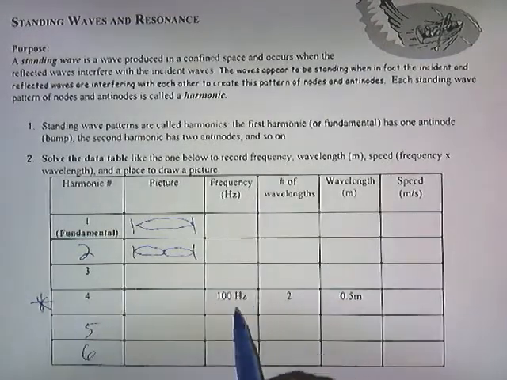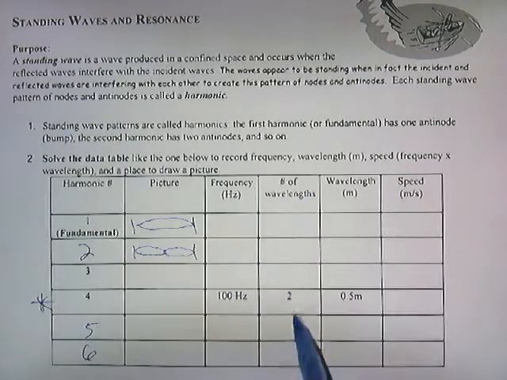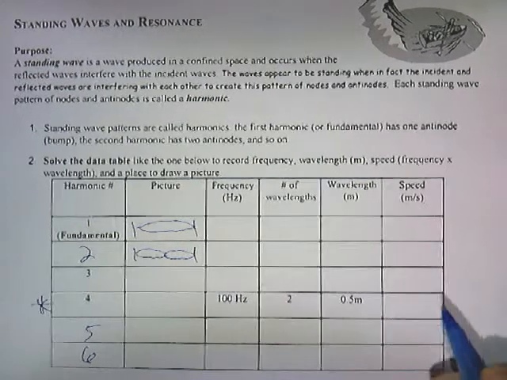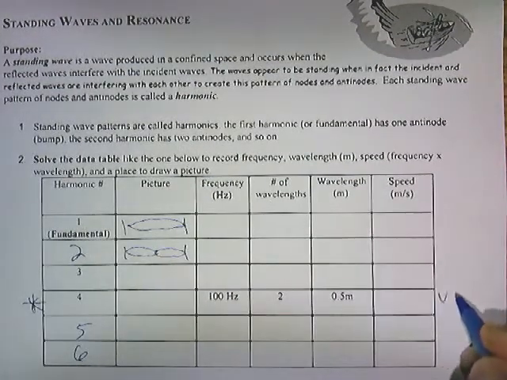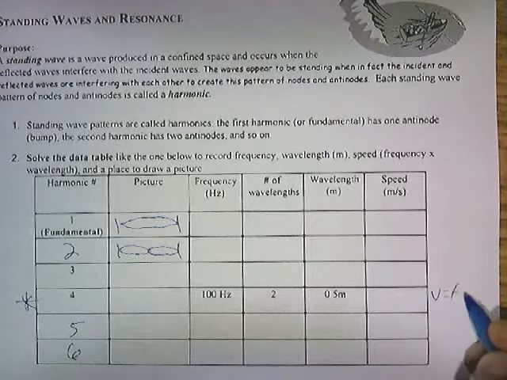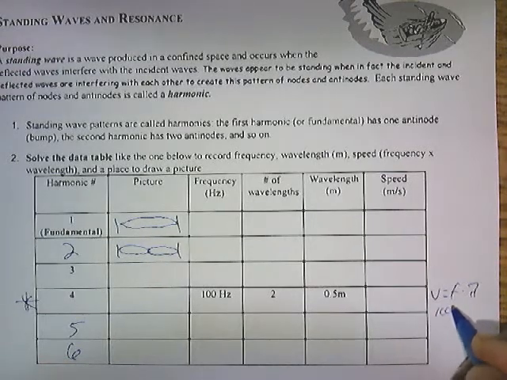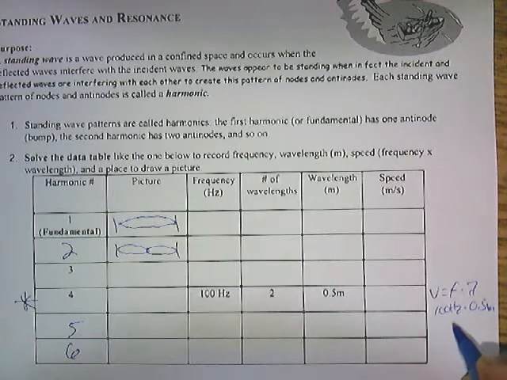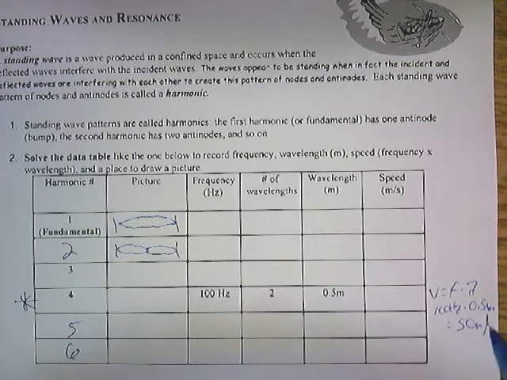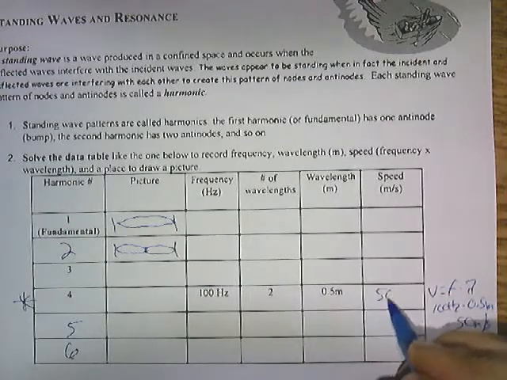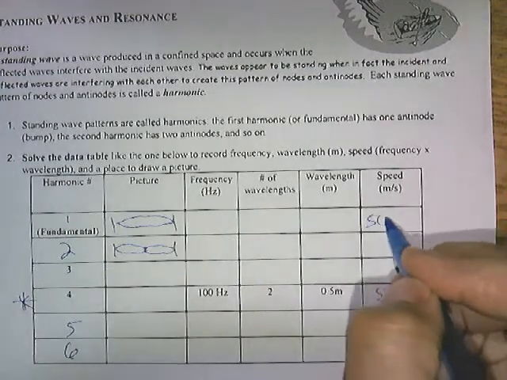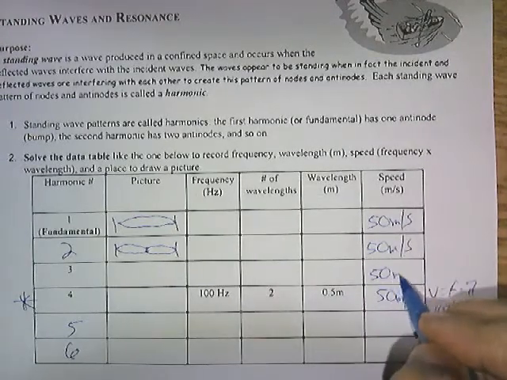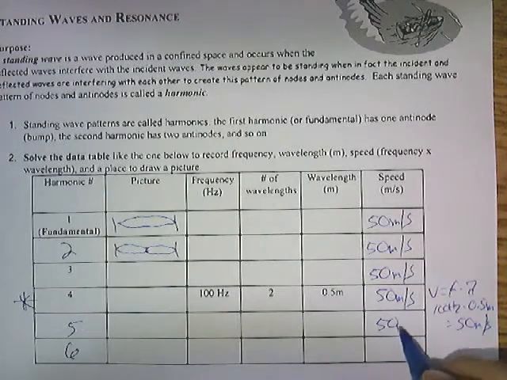I know that the fourth harmonic has a 100 hertz frequency, it has two total wavelengths, and it has a wavelength of 0.5 meters. So I can apply the basic knowledge that velocity is frequency times wavelength. I know the frequency is 100 hertz, and my wavelength is 0.5 meters. If I take 100 times 0.5, I get a wave speed of 50 meters per second. That's important here because my wave speed for all of these is traveling through the same media, so my wave speed is going to be constant at 50 meters per second. So I can go ahead and fill this in, 50 meters per second.